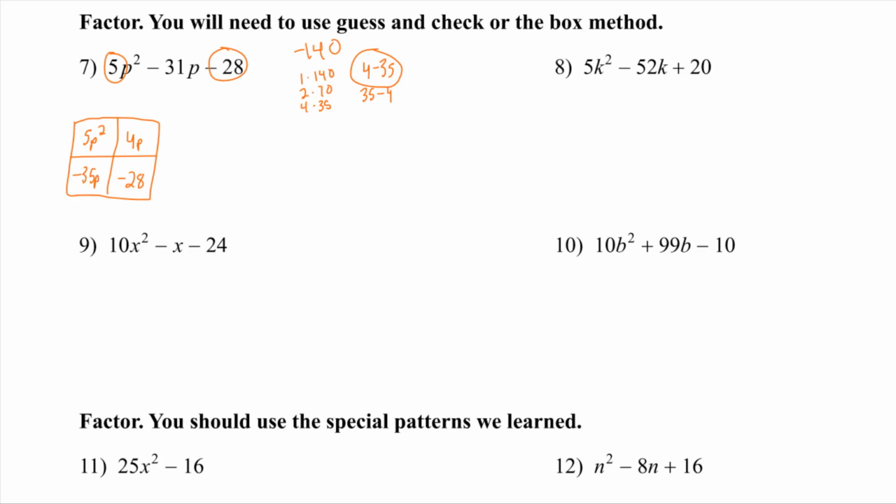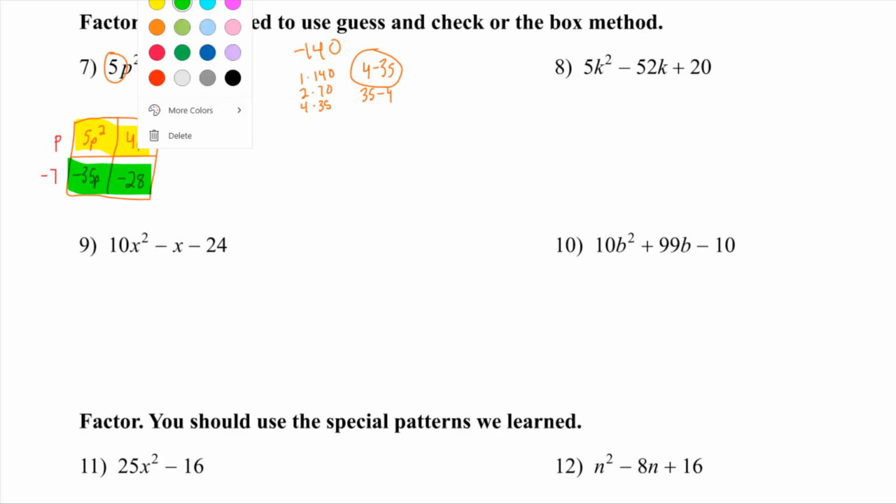And then we are going to look at the top two and the bottom two, the left two and the right two, and actually look for greatest common factors. So for instance, I'm going to look here and say, what's the greatest common factor of 5p squared and 4p? It would be just 1p. So I'm going to write that over here on the side. And then I'm going to look at the bottom two. So this negative 35p and negative 28, what do those have in common? They have a 7, but not just a 7, that negative is also in common.